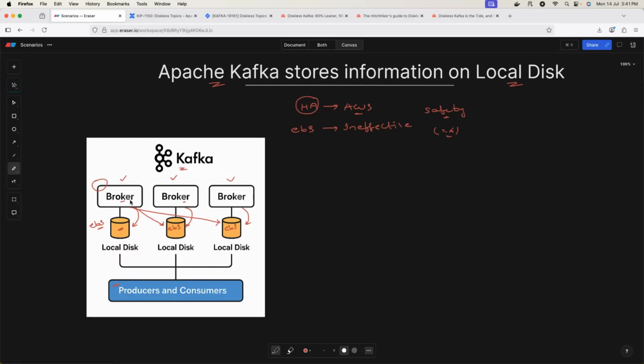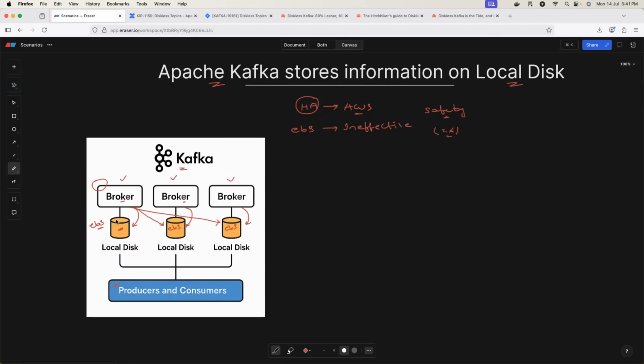Because for some reason, if this broker goes down, or maybe there is high latency with this broker, or any issue with this broker, you still have 2 other brokers and they have the data that is used for data streaming. Basically, the Kafka solution is not impacted.